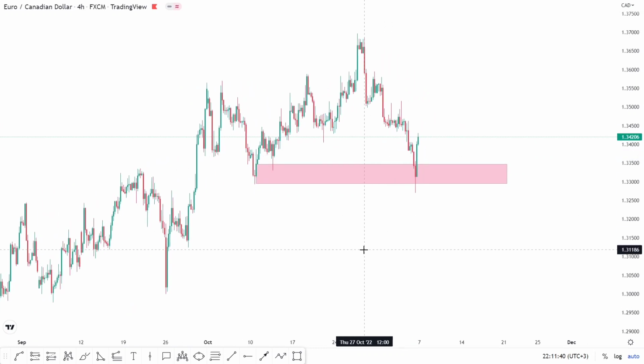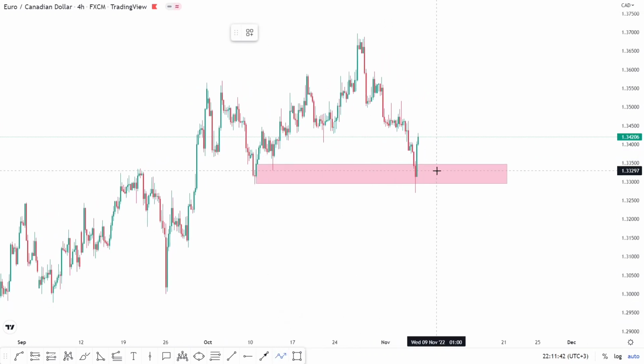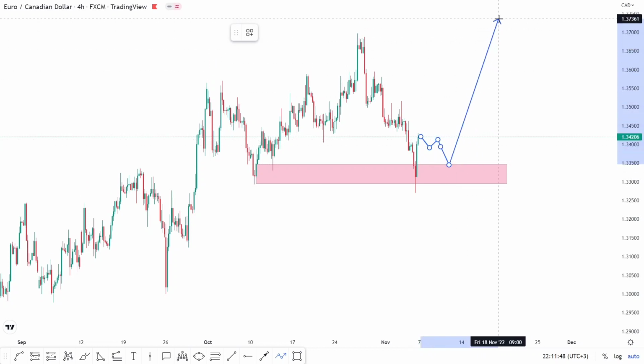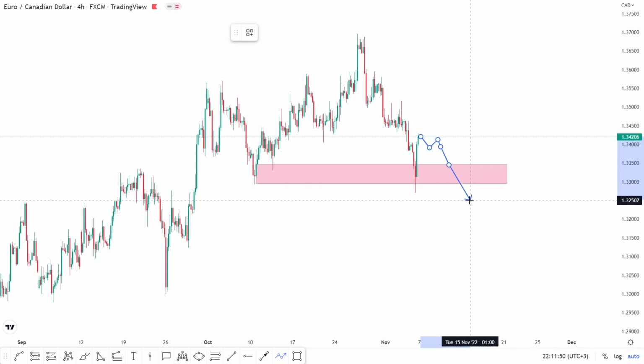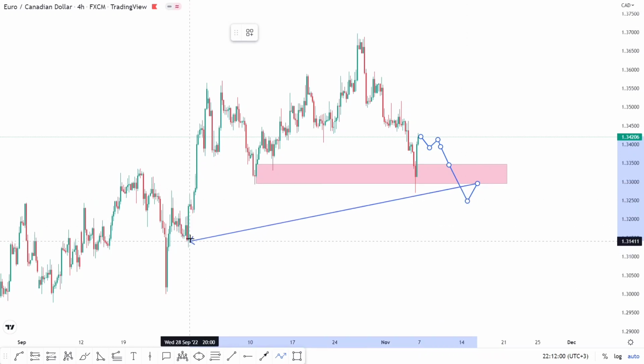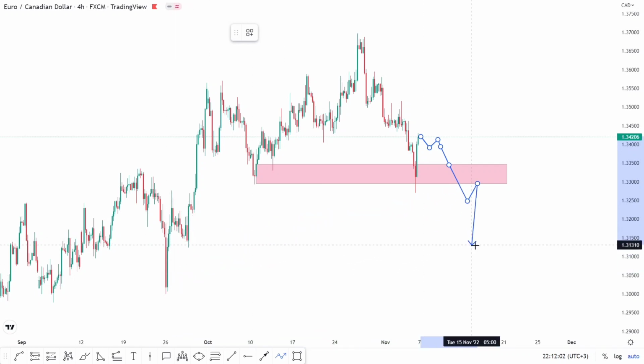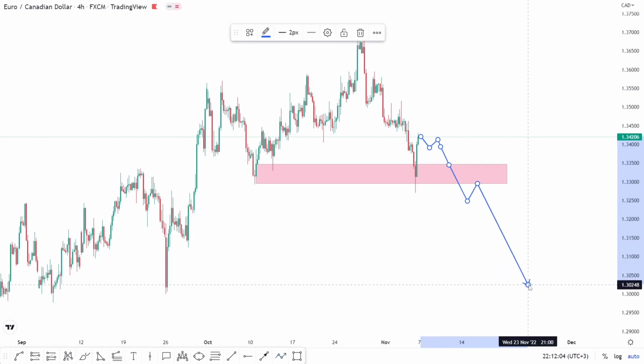So what I'm looking for in EURCAD on this time frame, price could play around here, then we see it continue buying eventually, or in the case that it breaks below the demand zone, we could see it trade to the next demand zone, which is somewhere here where this price started, or somewhere here below. That's what I'm looking for on EURCAD.